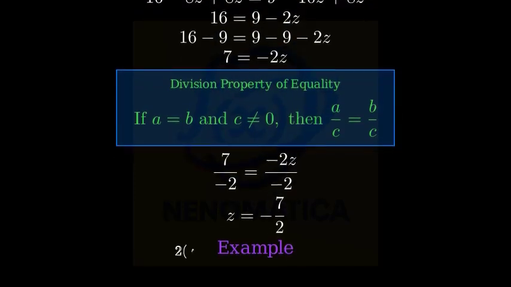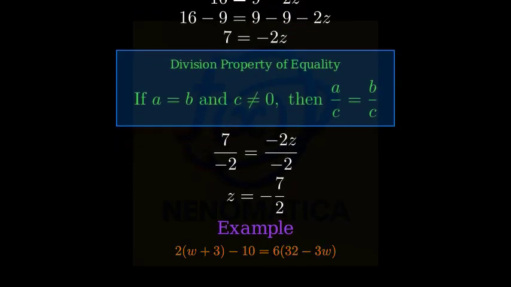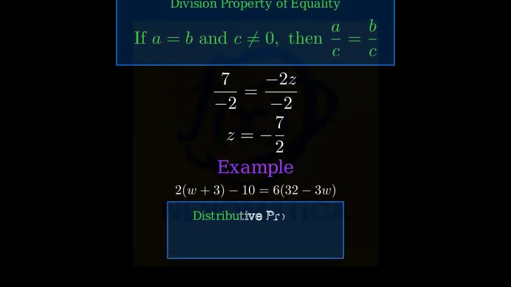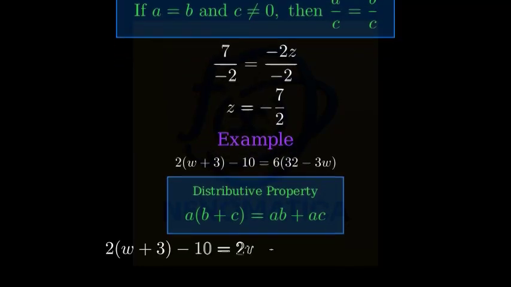We need to solve for w in the equation 2 times the quantity w plus 3 minus 10 equals 6 times the quantity 32 minus 3w. Let's start by expanding the expressions on both sides of the equation. On the left side, 2 times w plus 3 is 2w plus 6. Then we subtract 10.